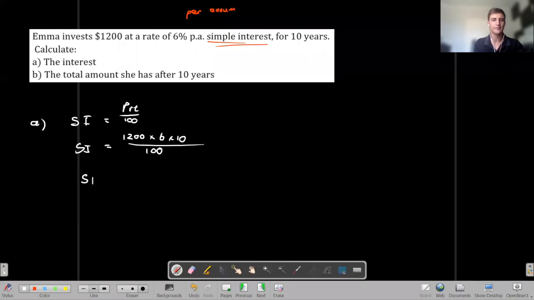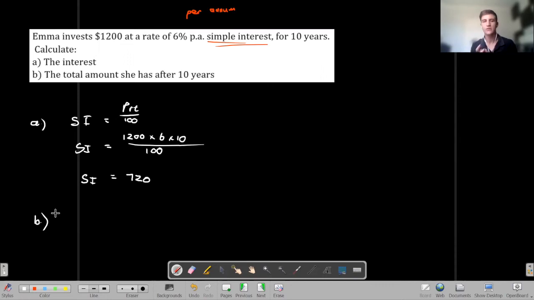Okay, and we can simplify, but I'm going to put this directly into my calculator just to save us some time. So times 6 times 10 divided by 100, and my simple interest is equal to 720. Okay, so now for B, we need to calculate the total amount she has after 10 years.